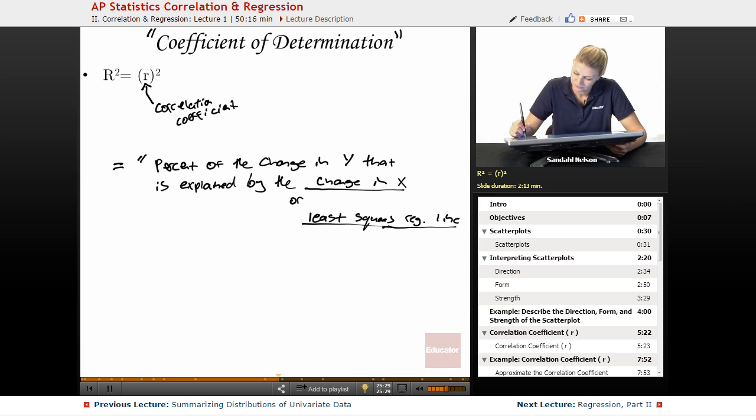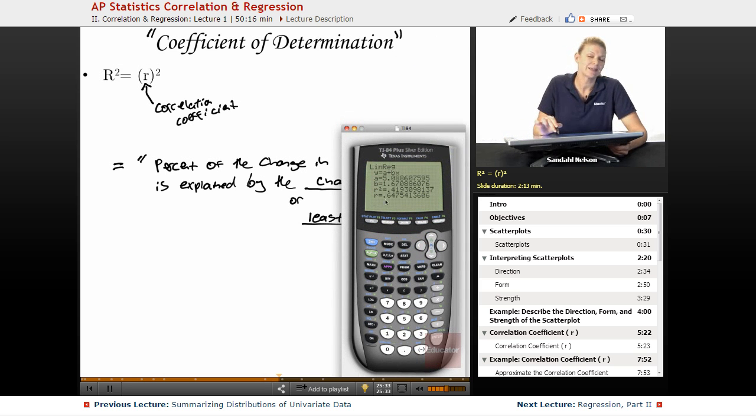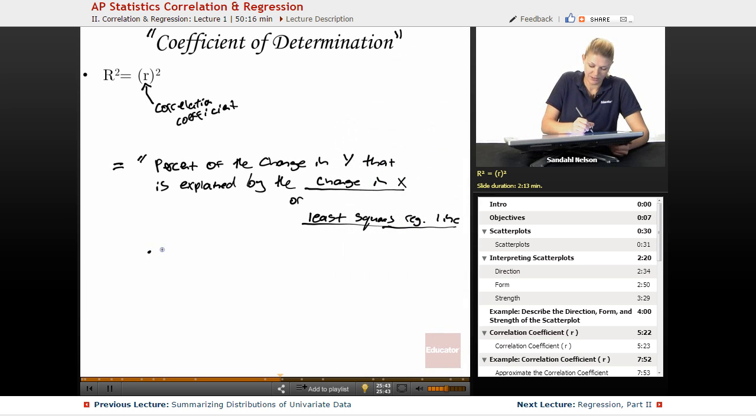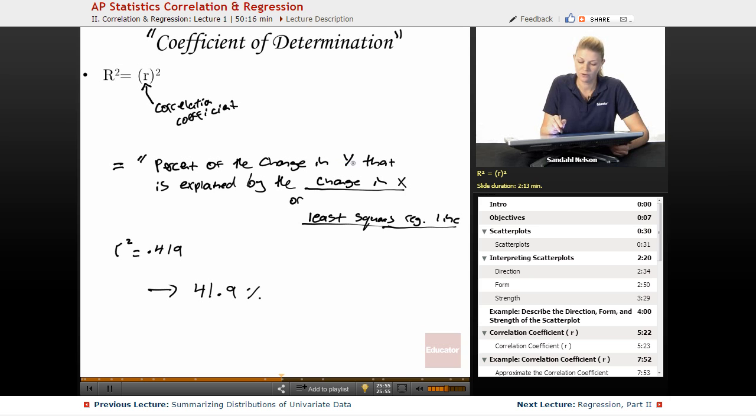So notice that you get r squared in your calculator, but it's not given as a percent, so you do have to write it as a percent. For our example, it's 0.419, which means that we can say that 41.9% of the change in y, so the change in years before divorce, can be explained by the years of courtship before marriage.